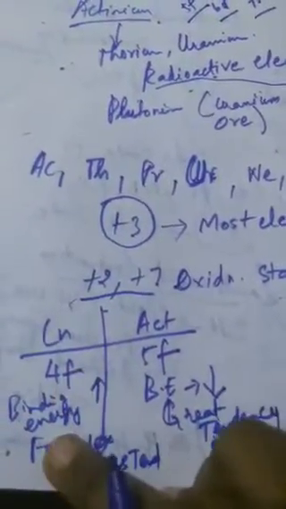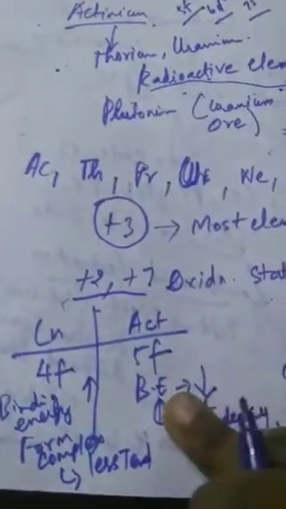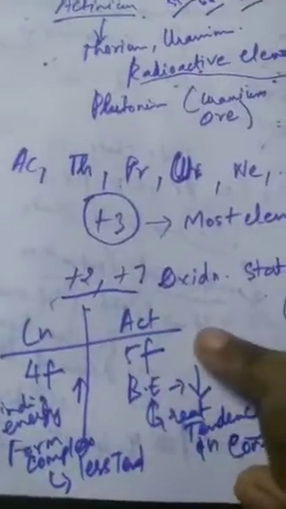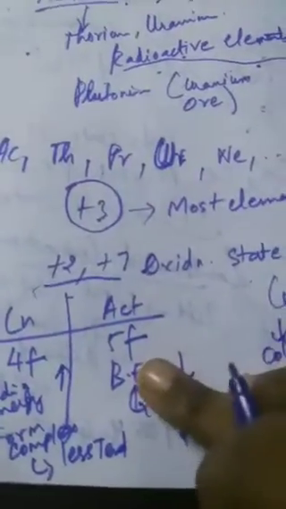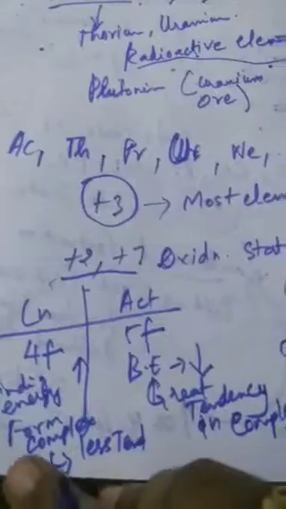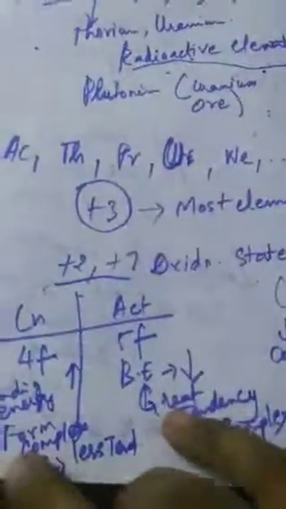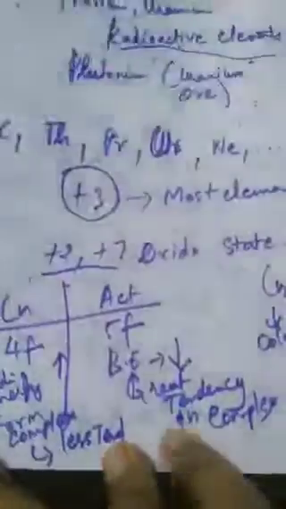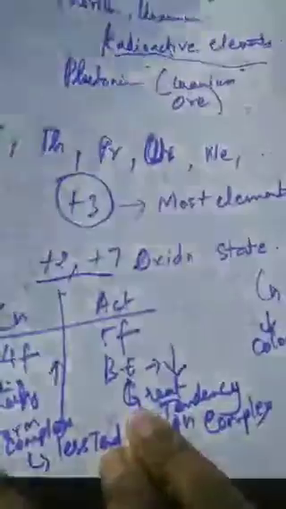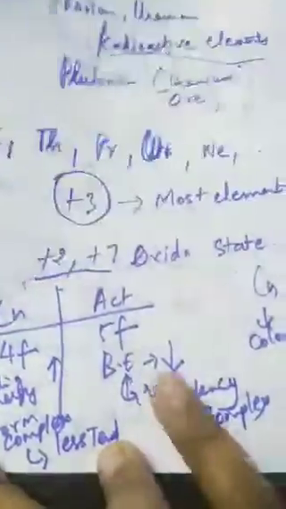Binding energy of 4f electrons is high, whereas in actinium the binding energy of 5f electrons is low. Lanthanides will form complex compounds, but with only a small tendency. Actinides will form complex compounds with a great tendency. Lanthanides are mostly colorless, actinides are green, red, yellow.